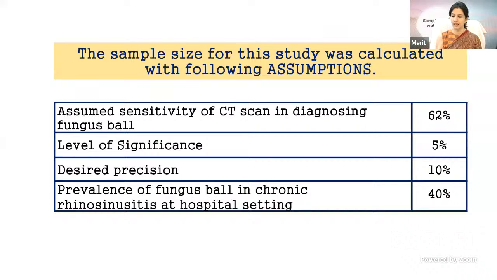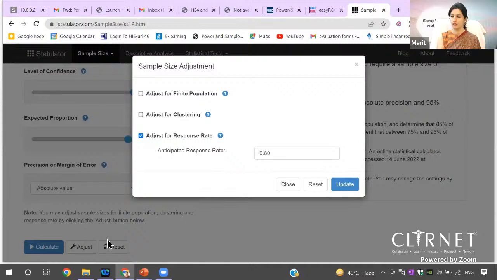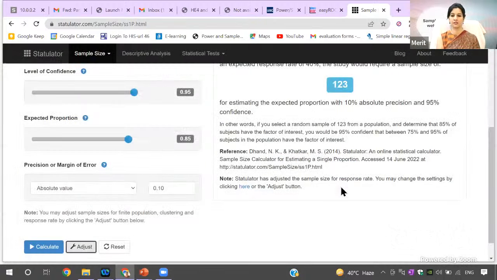So how to do that? I think a few of you have calculated it. So it is 10%, 40%, because I will also have to write it down, 62%. We'll go to the statulator. We'll use a single proportion. So this 0.95 will be the same. This expected proportion here will be 0.85. This absolute will be 0.1 here because the precision I am taking is 10%. And then I have calculated this. And then if I have to adjust it with the prevalence, the prevalence was 40%. So I will take this as 0.40. I'll update this, and this is 123.